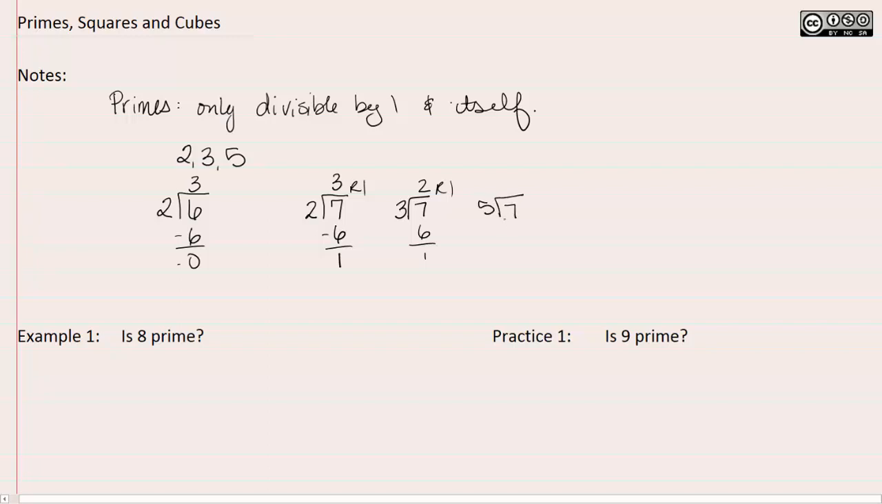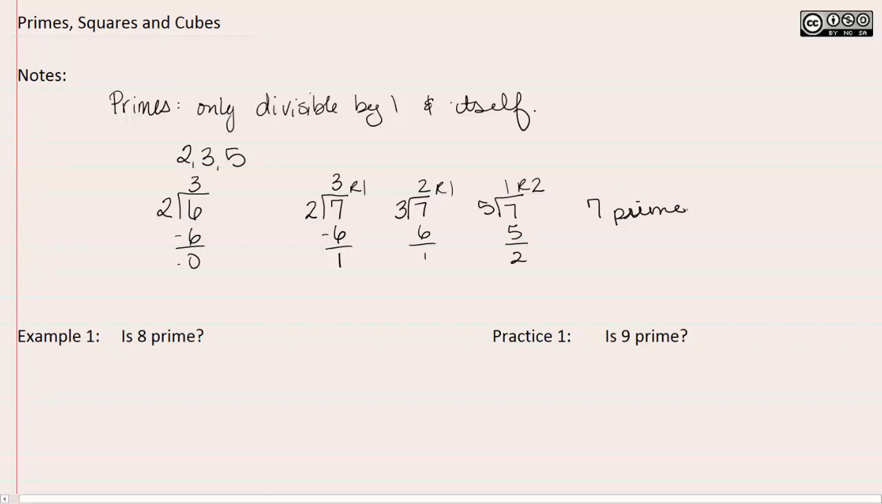Does 7 divide by 5? 5 can go into 7 once with a remainder of 2. So we know it's not divisible by 5. It only goes in one time with a remainder. So we also know that there are no other prime numbers smaller than 7 that divide in evenly. So 7 is also a prime.